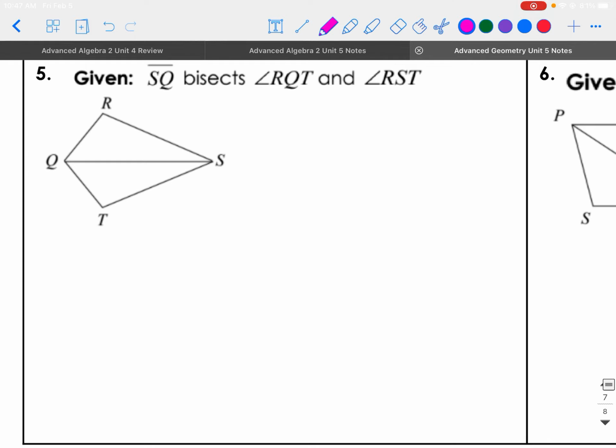Number 5, SQ bisects angle RQT. So this angle and that angle are the same. And SQ also bisects RST. So this angle and this angle is the same. And they share the side in the middle. So we have two angles and the side that runs between them. ASA. So if I write out my congruent statement, RSQ is congruent. I went blank, green, pink. So on the other triangle, blank would be TSQ.